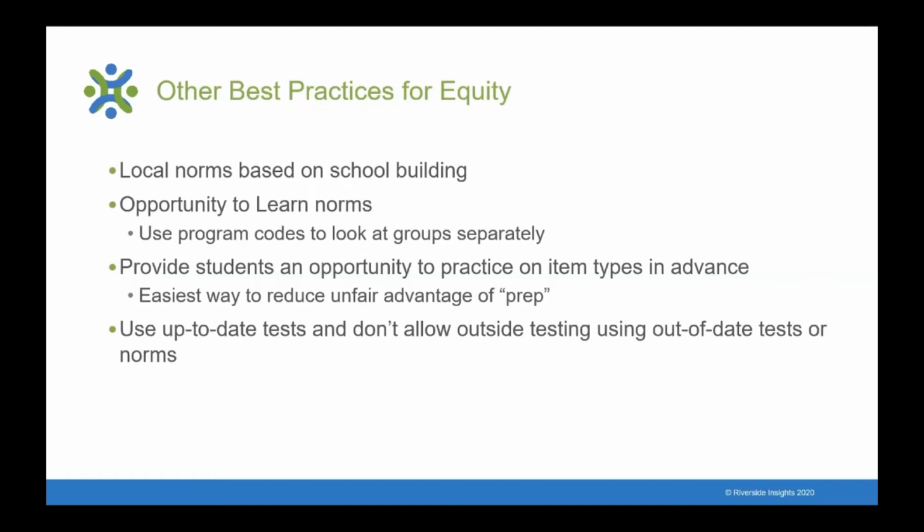And then finally, make sure that your district is using the most up-to-date test, and don't allow outside testing where a psychometrician might be using an out-of-date test or out-of-date norms. So just keep all those in mind when you're thinking about equity for identification.